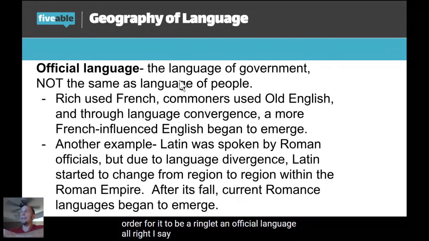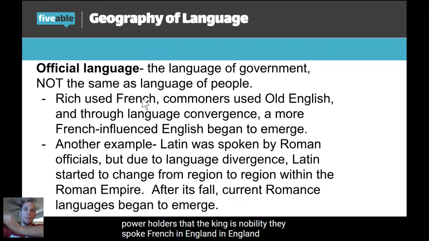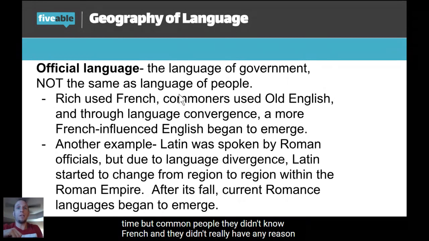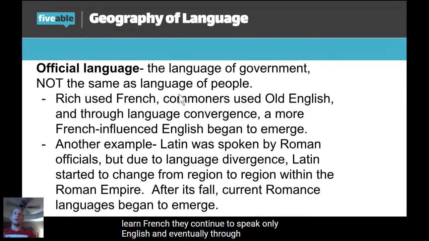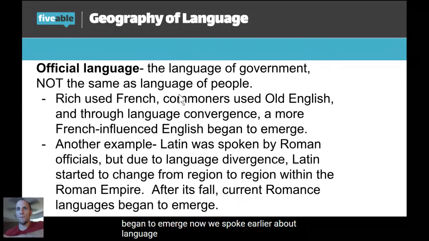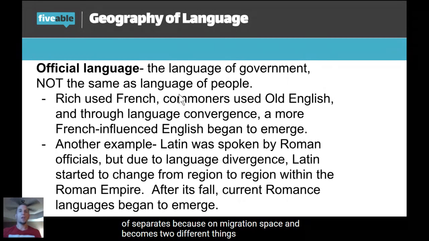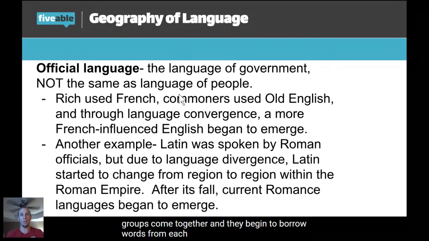I say that to say the rich, the nobility, the power holders, the king and his nobility, they spoke French in England during this time. But common people didn't know French, and they didn't really have any reason to learn French. They continued to speak Old English. And eventually, through language convergence, more French-influenced English began to emerge. We spoke earlier about language divergence being when a language separates because of migration in space and becomes two different things. Convergence is the opposite, when two different linguistic groups come together and they begin to borrow words from each other.